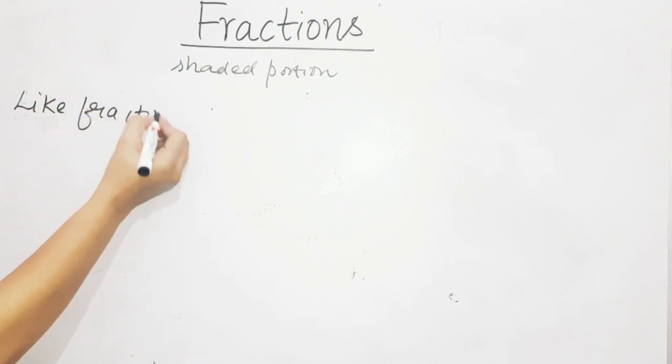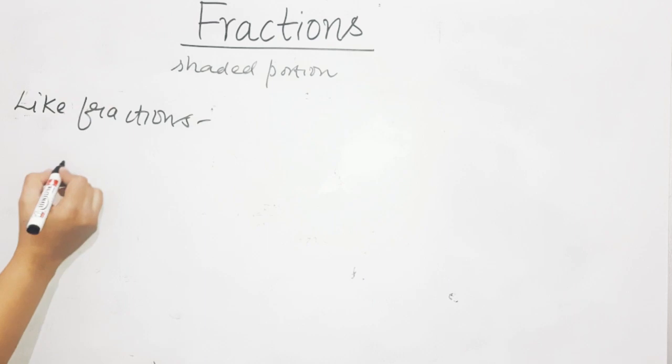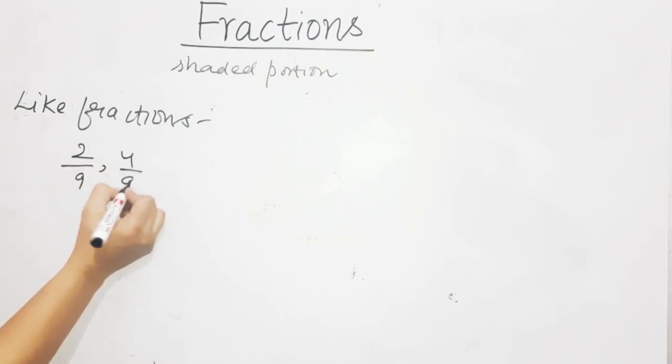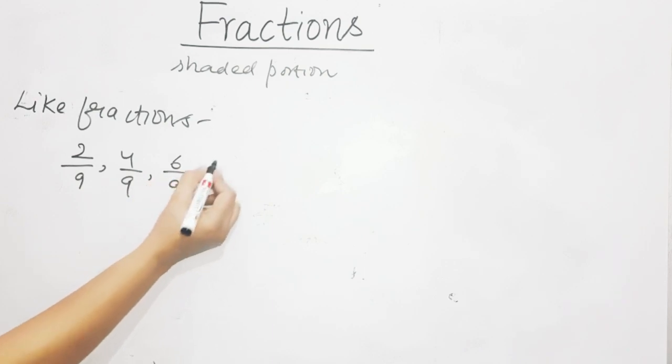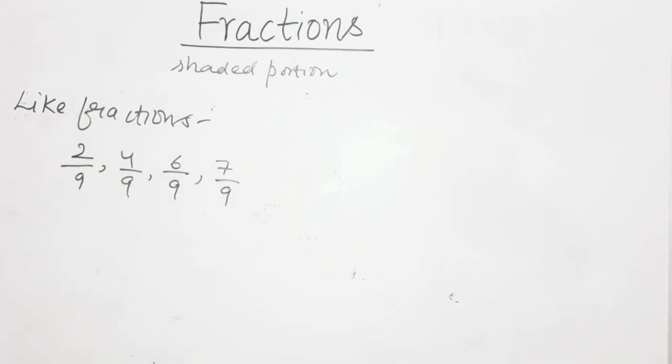Like fractions. What are like fractions? The fractions where the denominators are the same are called like fractions, right? The denominator should be the same. For example, I am writing some fractions: 2 upon 9, 4 upon 9, 6 upon 9, 7 upon 9. Can you all see that the denominator is the same in every case? So we say that these fractions are like fractions.